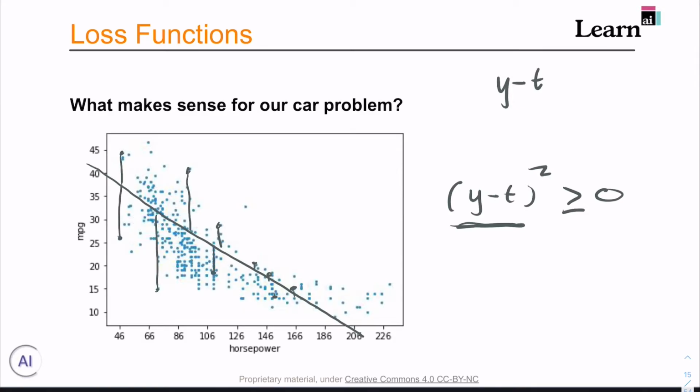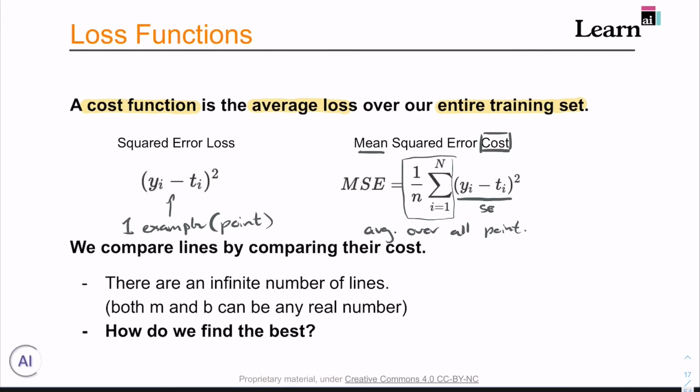That's why we use cost. Again, cost is just the average loss over all of the training set. So now we run into another problem. We have a good way to compare lines, and that's what loss and cost are for. Cost is the average of all of the losses over all of the points, so we can compare lines. If we have two lines, we can say, oh, this line has less cost than this one. That means it's a better fit for our data.